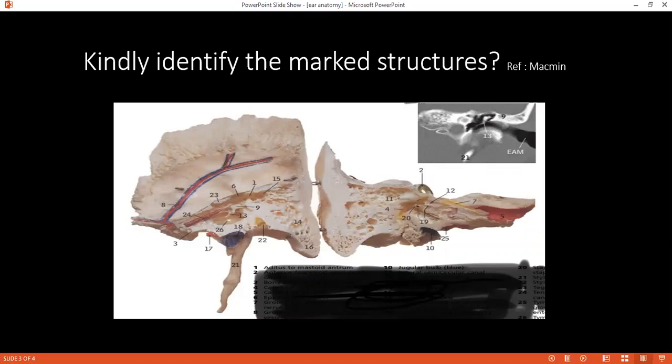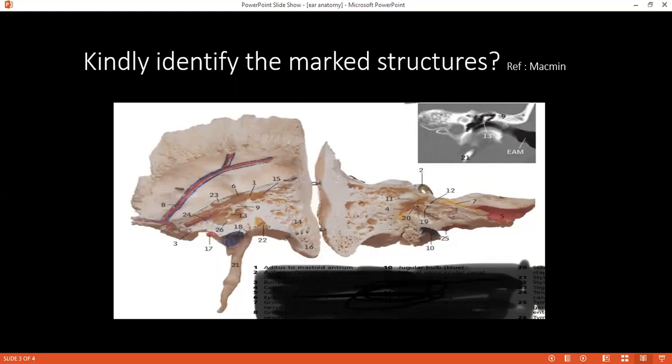Yes. So can you please tell me what are the relations of the middle ear, the medial wall? Yes, ma'am. On the medial wall, there is a promontory in the lower part with oval window and a round window. And in the posterior superior corner, there is a canal for the facial nerve and the impression of lateral semicircular canal.